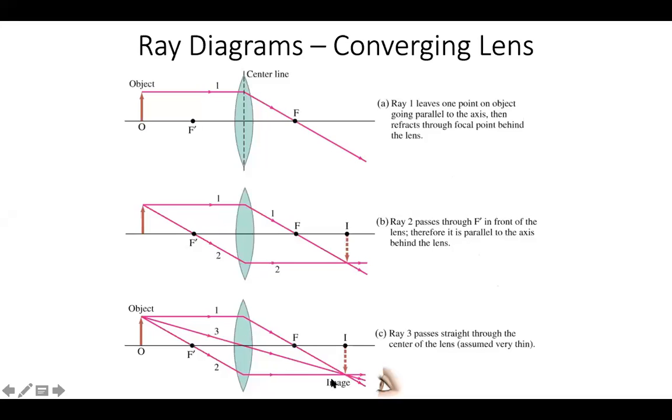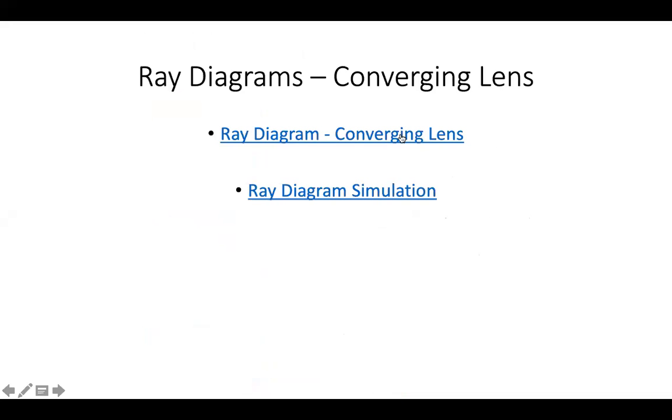All right, so as you can see, the image was upside down. It was inverted. All right, let's go on to the next slide. Let's do our thing here. All right, oops, I don't want mirrors, I want lenses. Converging lens, all right, converging lens.